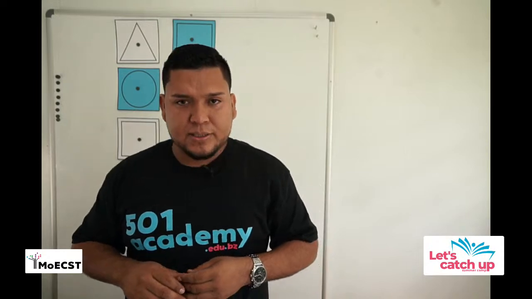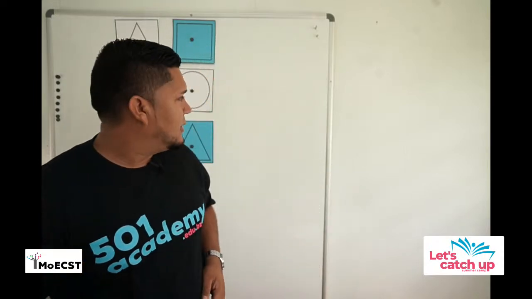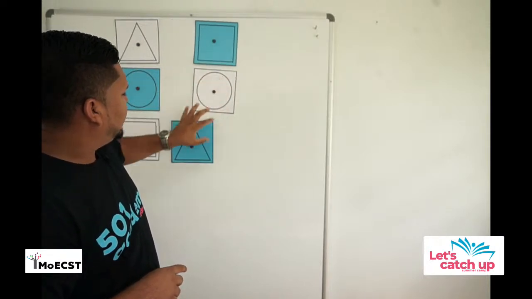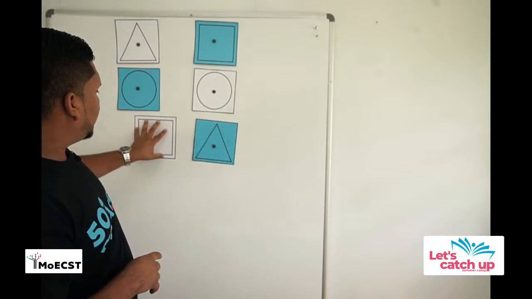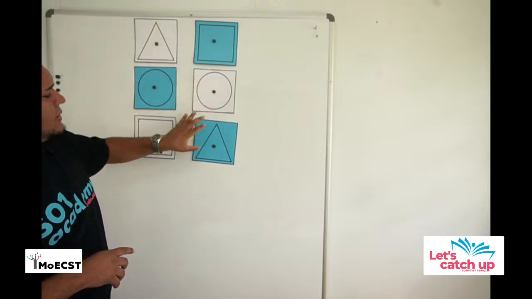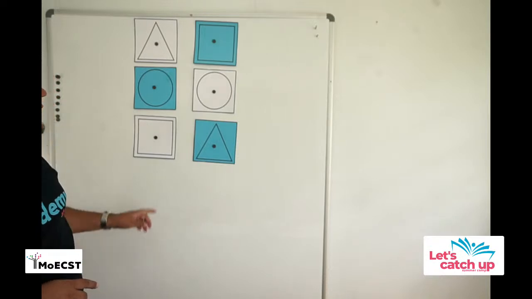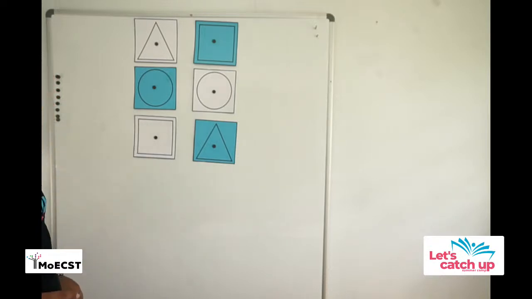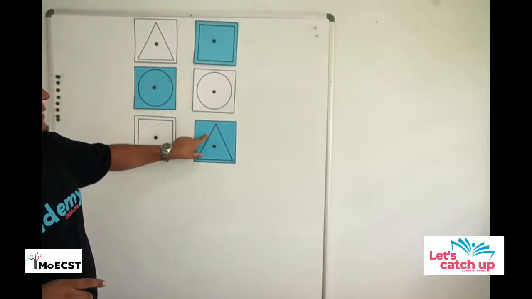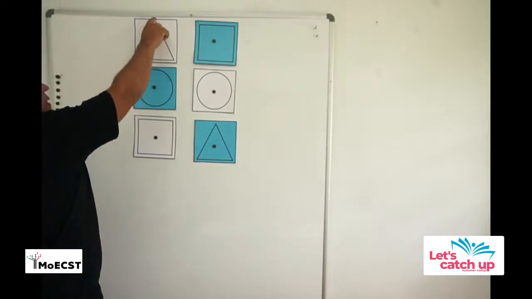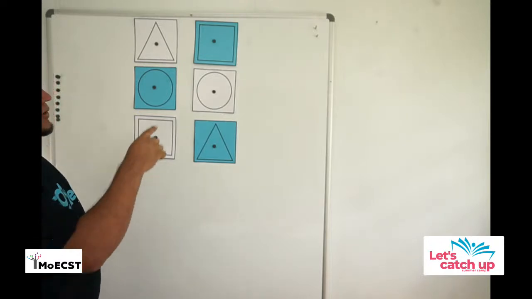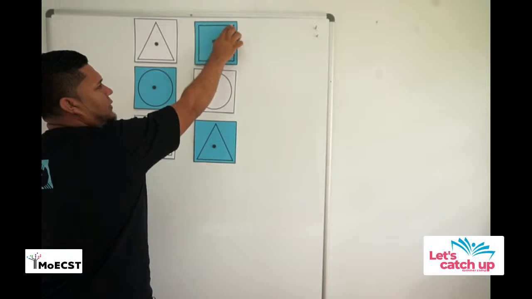Now you might have noticed that in your kit, you have tiles that look like this. What are these? What do you know these as? Those are all shapes, right? They have different colors also, if you notice. They're all shapes. This shape here is a triangle. You guys are all familiar with a triangle. This shape here is a square.